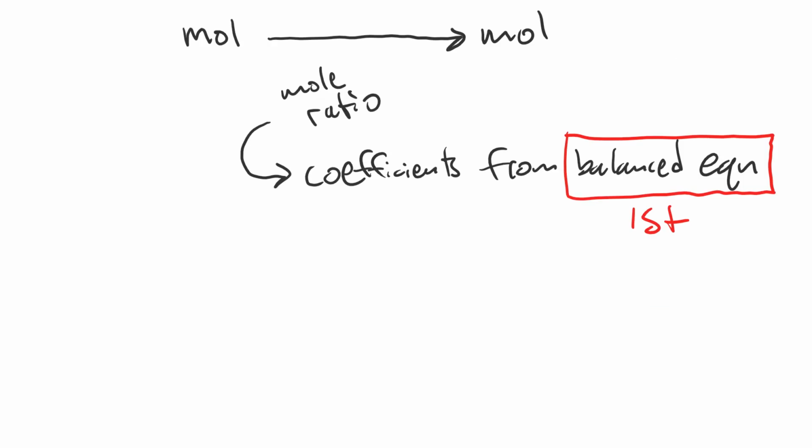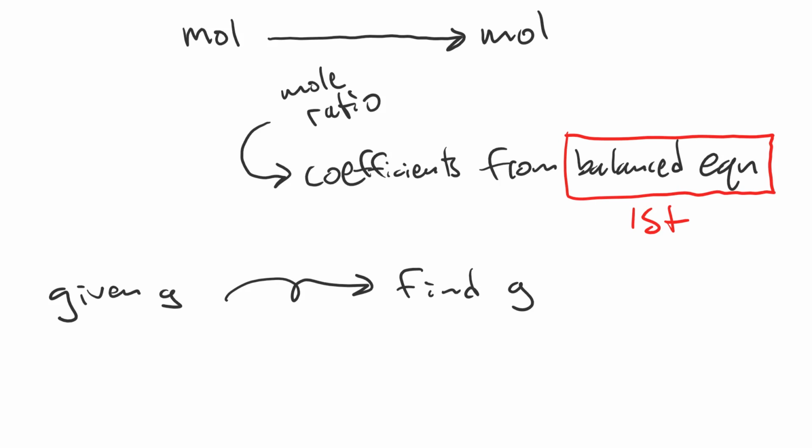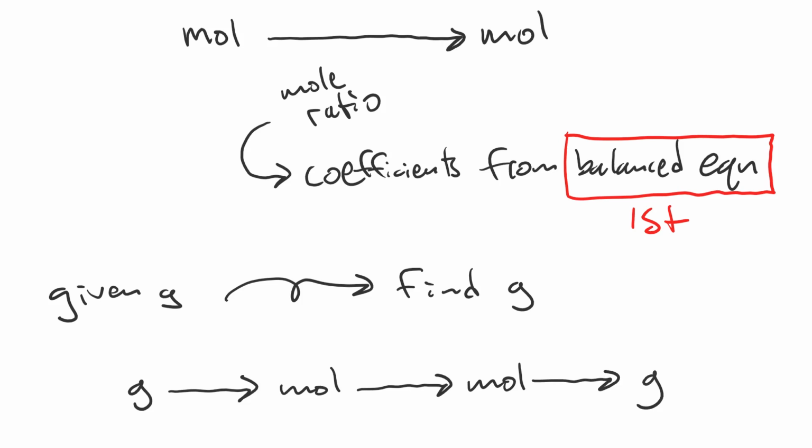Very often, however, you will be given grams and asked to find grams. This will add two more conversion factors besides the mole ratio. You'll start out with grams of one thing. You'll convert it to moles. You'll do the mole-to-mole conversion using the mole ratio, and you'll finally convert to grams of the other thing.